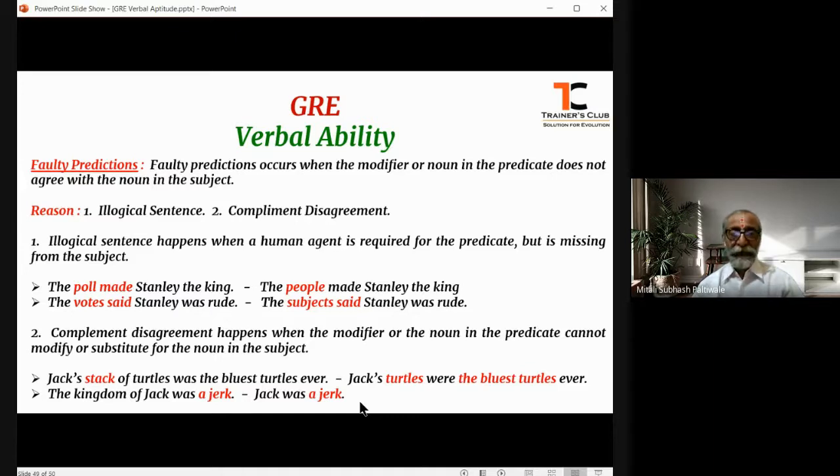In the same way, the kingdom of Jack was a jerk. The kingdom cannot be a jerk. The human involved, the one who is ruling the kingdom, will be the jerk. So it becomes: Jack was a jerk.